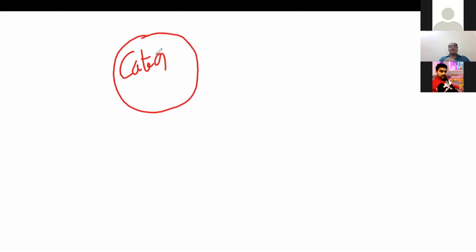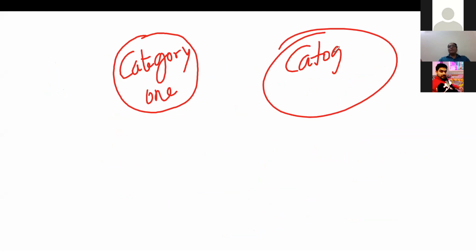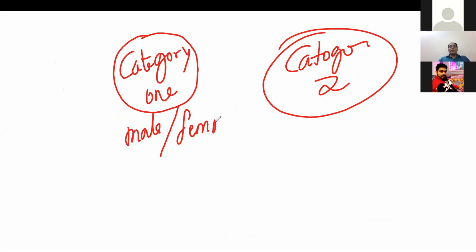Suppose you want to check whether the categorical variable, this is category 1 and this is category 2, and you want to check whether the categories are related or not. For example, this is male versus female, and this is less talkative and more talkative. So I want to know whether male and female can be defined as less talkative and more talkative or not.